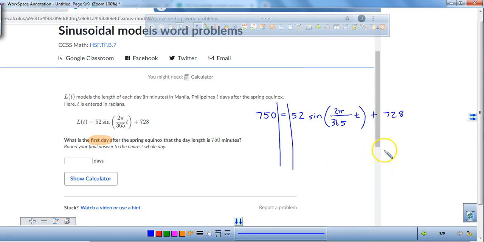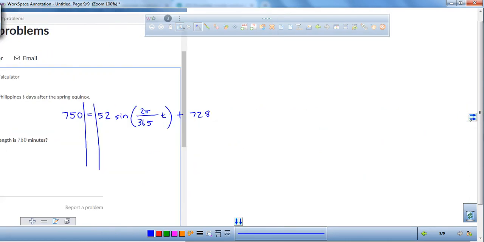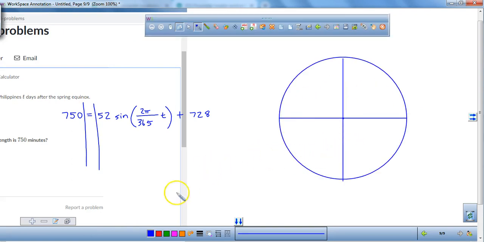And then I'm going to make a little unit circle here so we can see how we could find the second day, if we needed to, using the unit circle. So I'm going to pause the video and make a little unit circle. Alright, now that I have my unit circle drawn, we'll go ahead and solve this problem. We're going to take away 728 from this side and from this side.